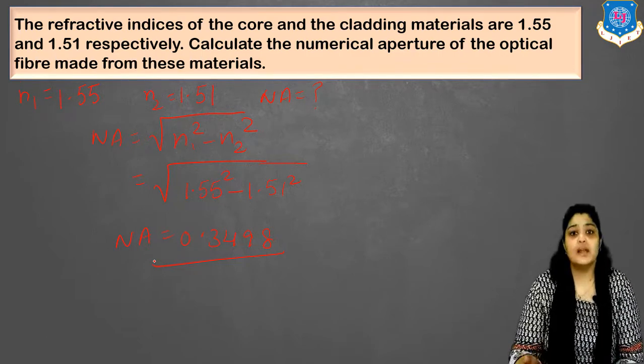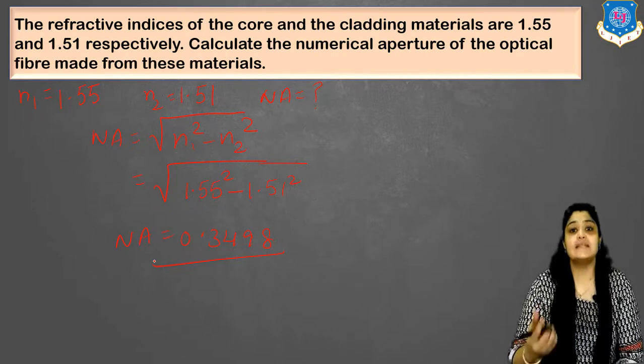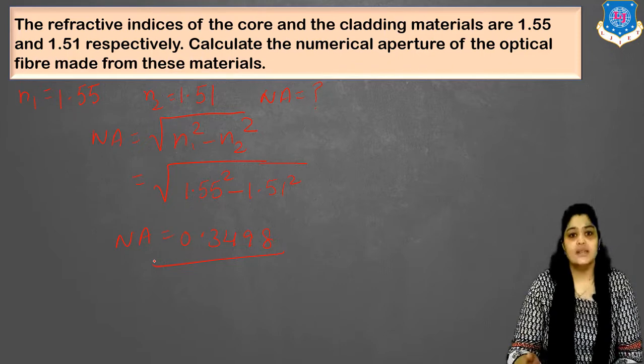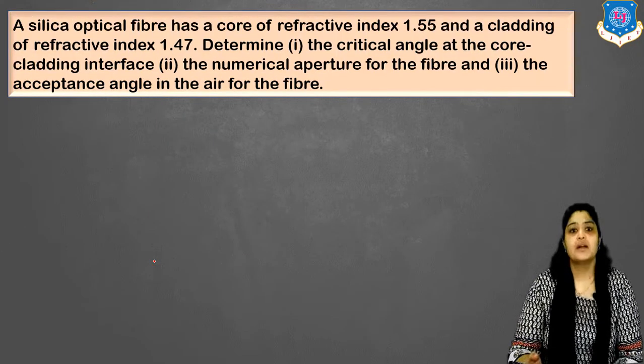And you know what is numerical aperture? It is known as the light accepting capacity of a fiber. So the answer we got is 0.3498. I hope this was clear. Now let's move on to the next numerical.